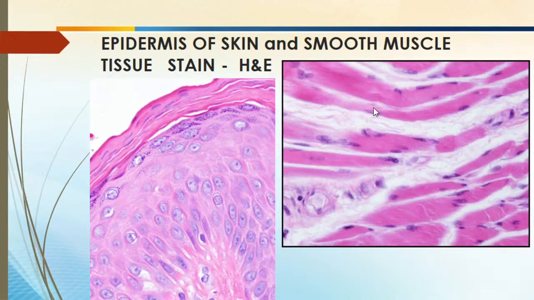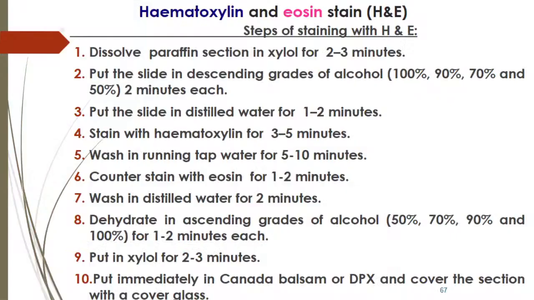In the muscle, also the same. The nuclei have a rod-like structure. These are smooth muscle cells. And we are talking about nuclei being basophilic, but the cytoplasm is oxyphilic. Okay, next, this is the procedure of steps of staining with hematoxylin. It is very useful for methods of staining.